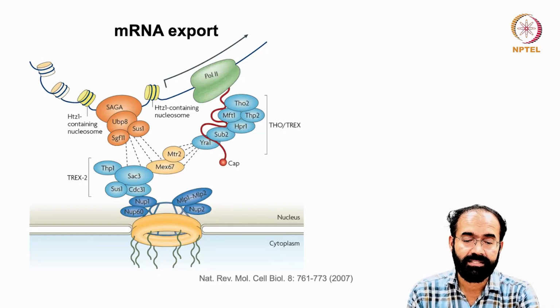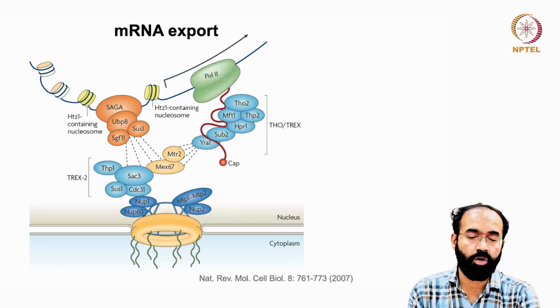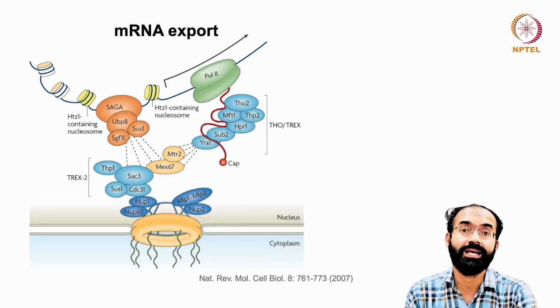You can see here this YRA1 interacts with MTR2, MTR with MEX67, and also a bunch of other proteins like SAC3, TSP1. Like you see here, THO-TREX complex. Here you see TREX2 complex. TREX2 complex is present in the nuclear pore complex.